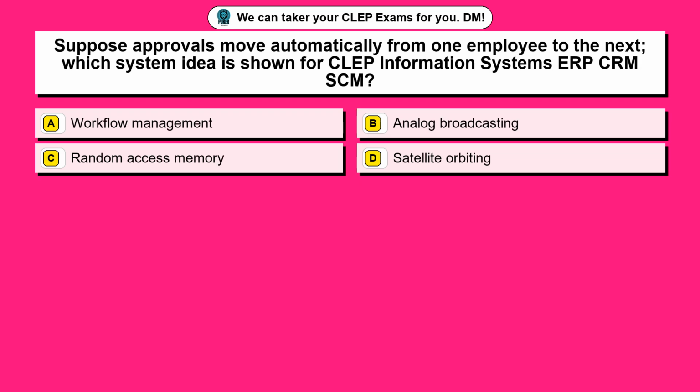Question 19. Suppose approvals move automatically from one employee to the next. Which system idea is shown for CLEP Information Systems ERP CRM SCM? Option A. Workflow management. Option B. Analog broadcasting. Option C. Random access memory. Option D. Satellite orbiting. The correct answer is option A.